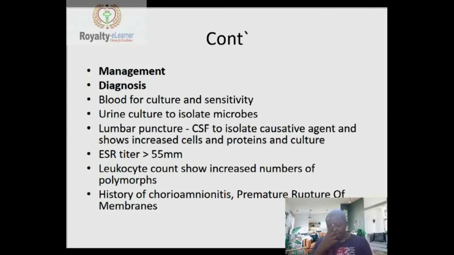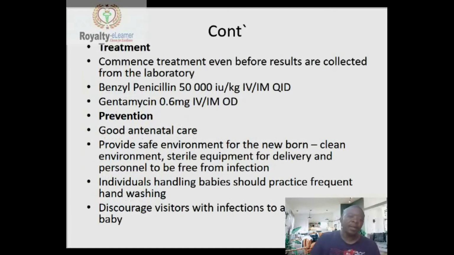In the management of this condition, you look at the diagnosis and the treatment. You can do a blood culture so that you identify the causative organism, do a lumbar puncture, and do a full blood count. In the history, there may be premature rupture of membranes. The drug choices include benzylpenicillin 50,000 international units given QID and gentamicin 0.6 milligrams given OD.